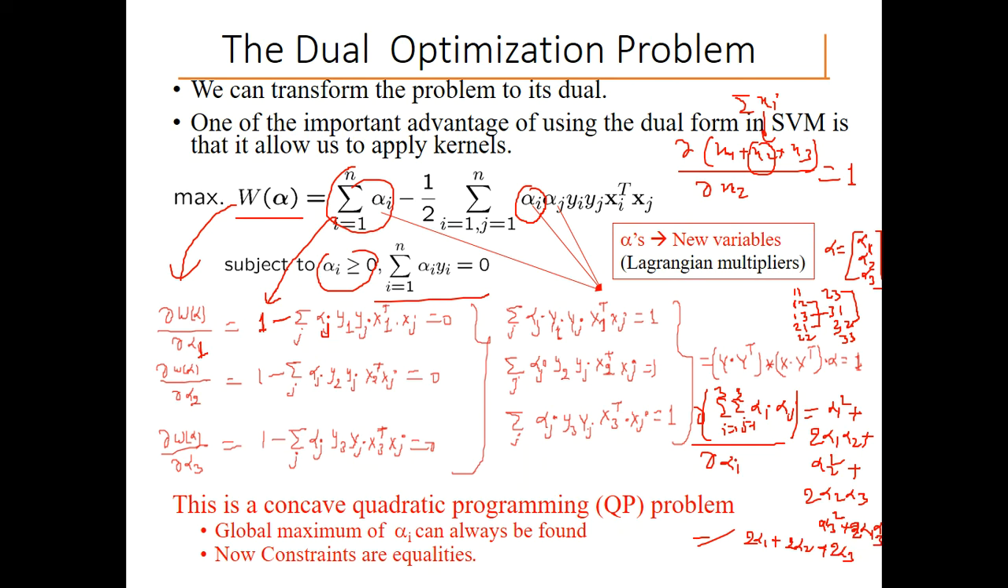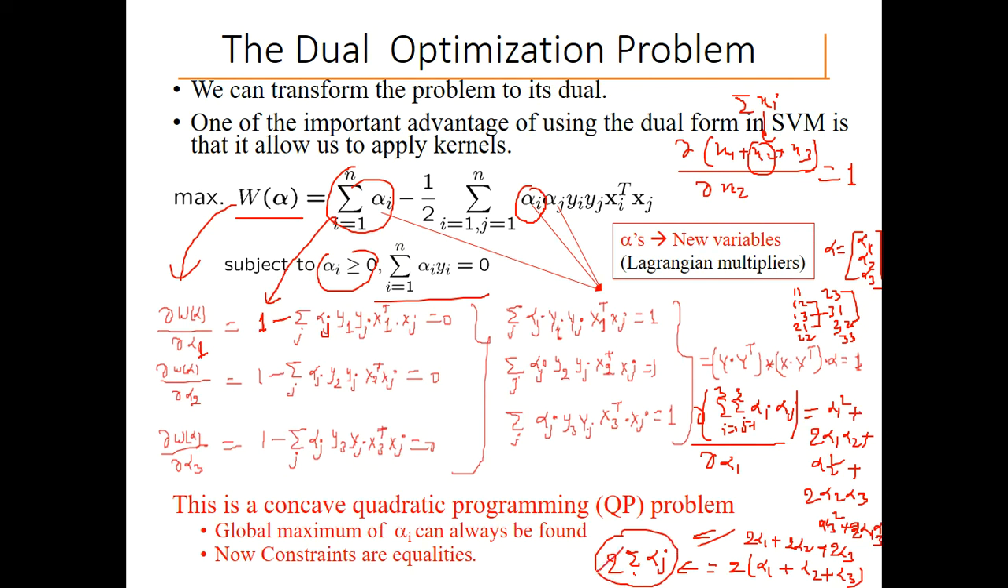Similarly, if you differentiate with respect to alpha 2, so this term will be 0, here you will get 2 alpha 1, here 2 alpha 2, here 2 alpha 3. So in every case you will get the same quantity. So you will get 2 into alpha 1 plus alpha 2 plus alpha 3. So finally you will get 2 into summation of alpha j, j is equal to 1 to 3. So 2 alpha j you will get.